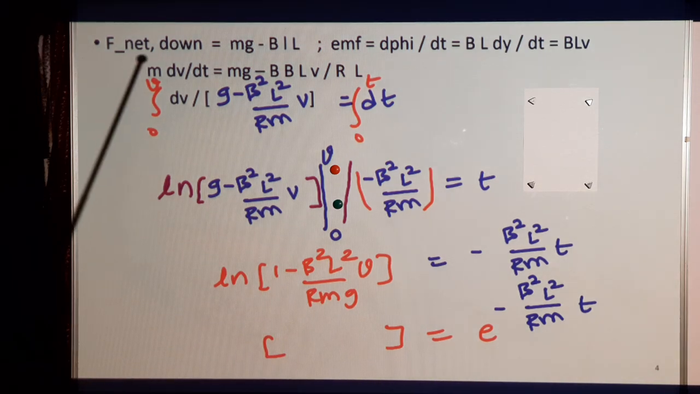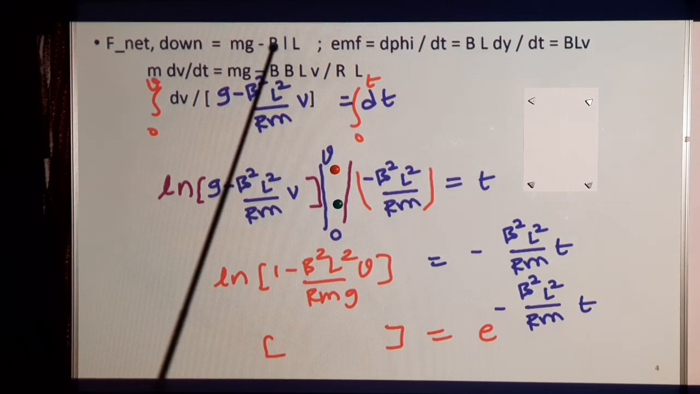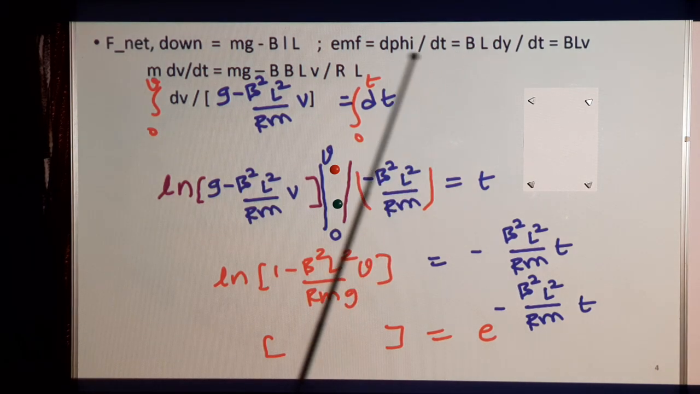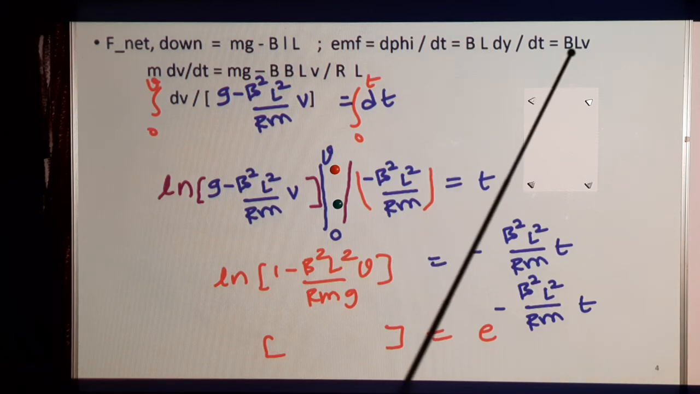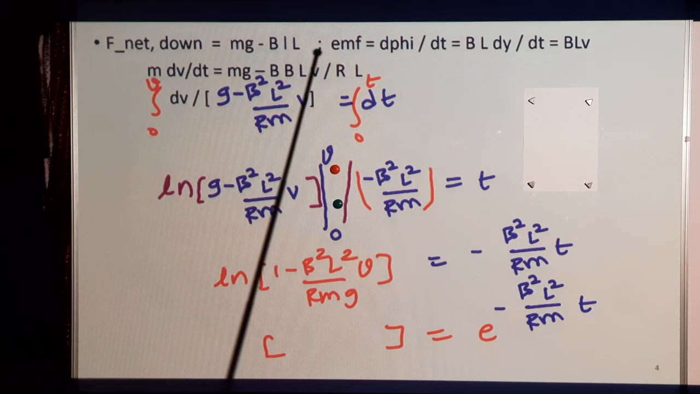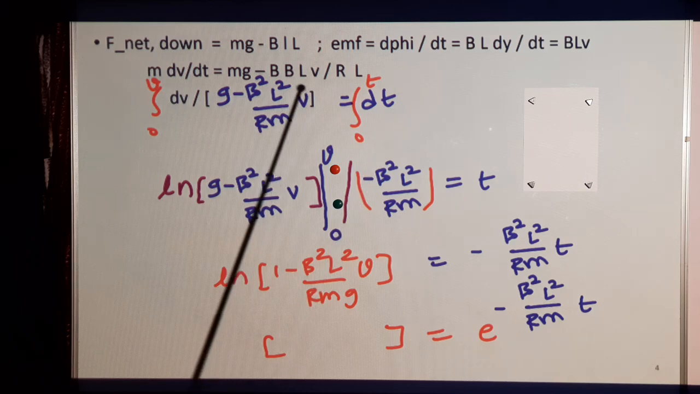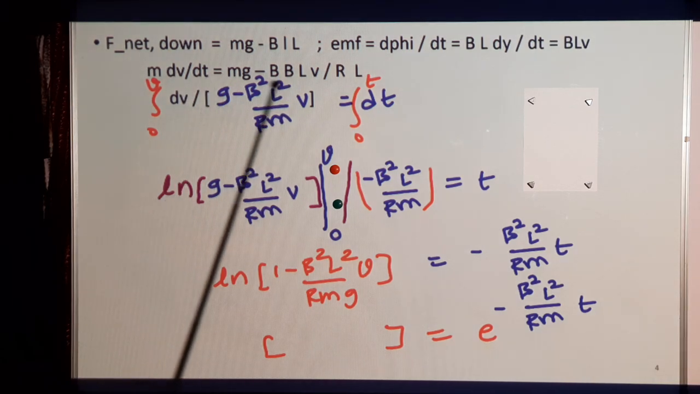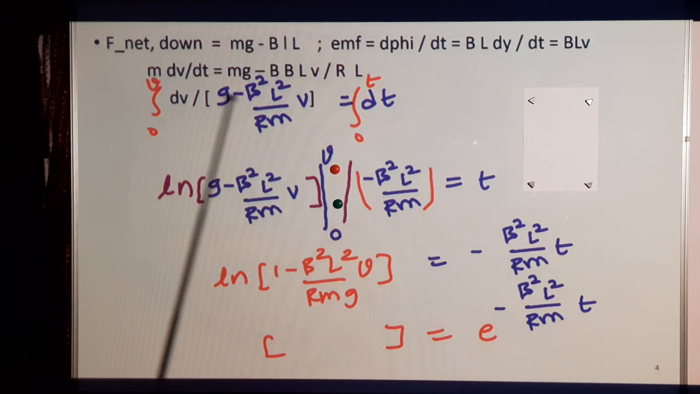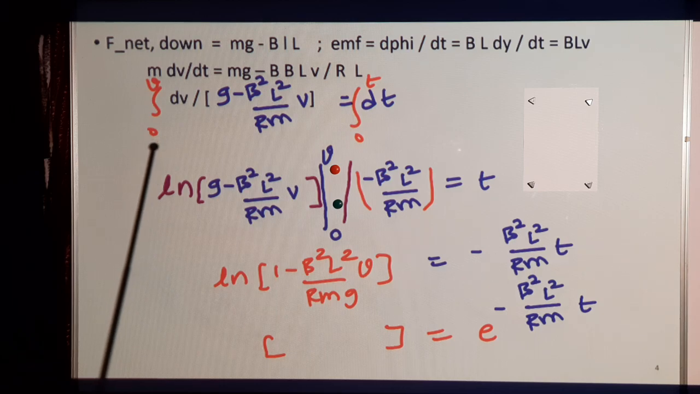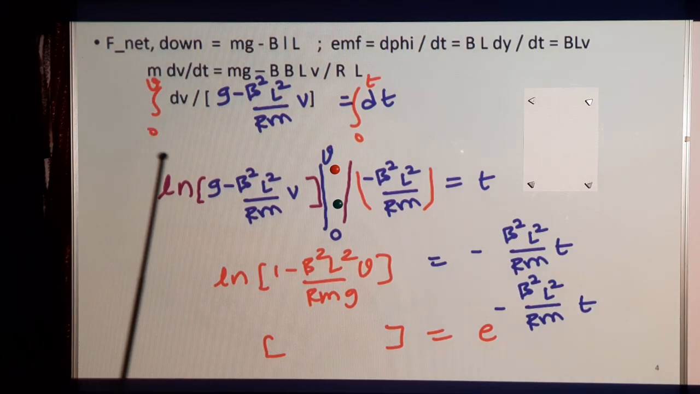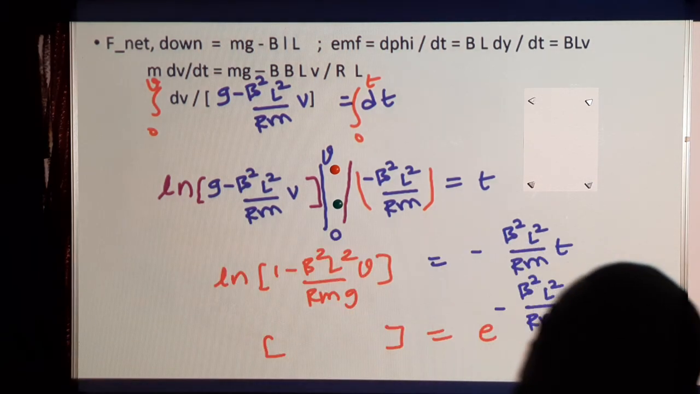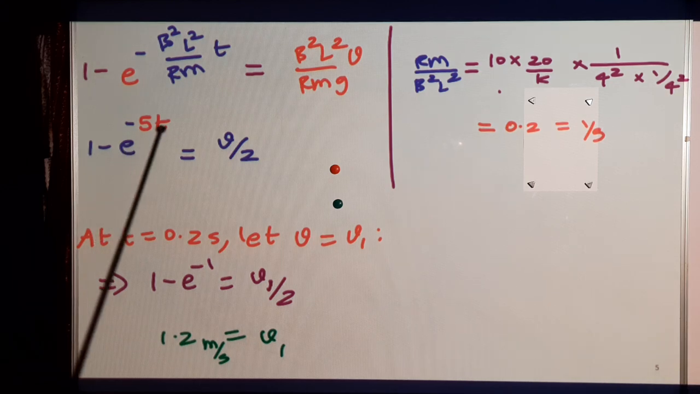So this is what I explained here. The net downward force on that rod is the weight downwards minus the upward magnetic force, which is BIL. And induced EMF is dφ by dt. Flux linking the thing is B into A, and A is L into y. B and L are constant, so they come out. So only y is there inside, and dy by dt is nothing but the velocity of the rod. So the net force, mass and acceleration, is m dv by dt equal to mg minus BIL. I is this induced EMF by resistance, so BLV by R, and then L. So this will become, dividing throughout by m, dv by dt equal to g minus B square L square by Rm into V. So dv by (g minus B square L square by Rm into V) equals dt. So integrate between the limits 0 to t, and the velocity at t equal to 0 is rest, so it's 0, and the velocity at any time is v. So this ln, you have to put the limit 0 to v. So you'll get this expression for the velocity as a function of time, as 1 minus e to the minus 5t equal to v by 2.